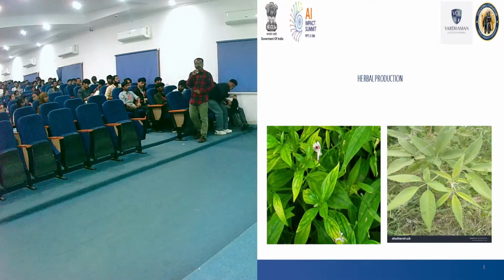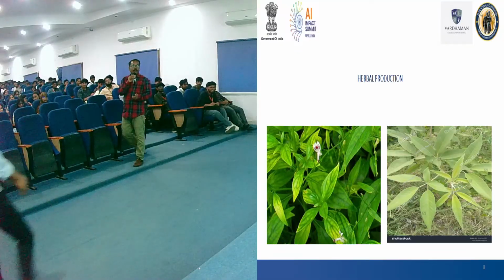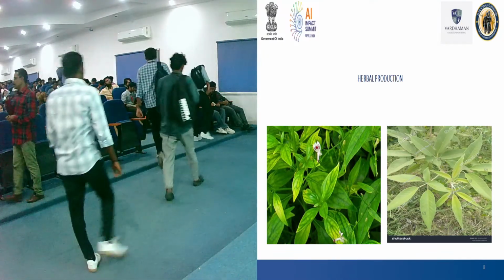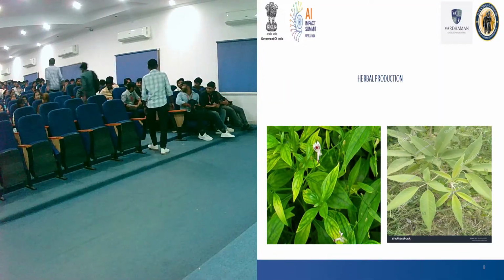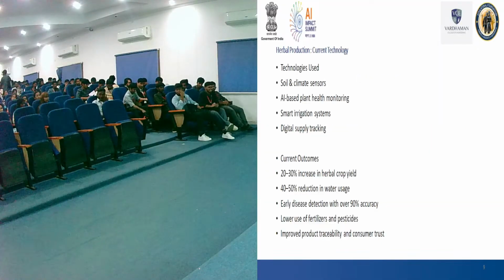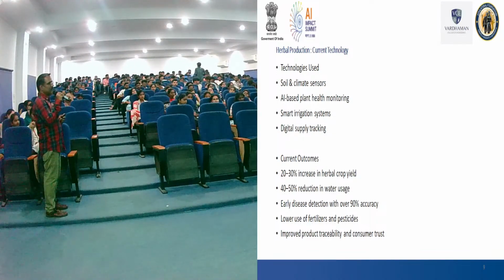Okay. Herbal production in current technology. What are the technologies we are using? Soil and climate sensors. The aim is plant health monitoring. Smart irrigation system. Digital supply tracking.